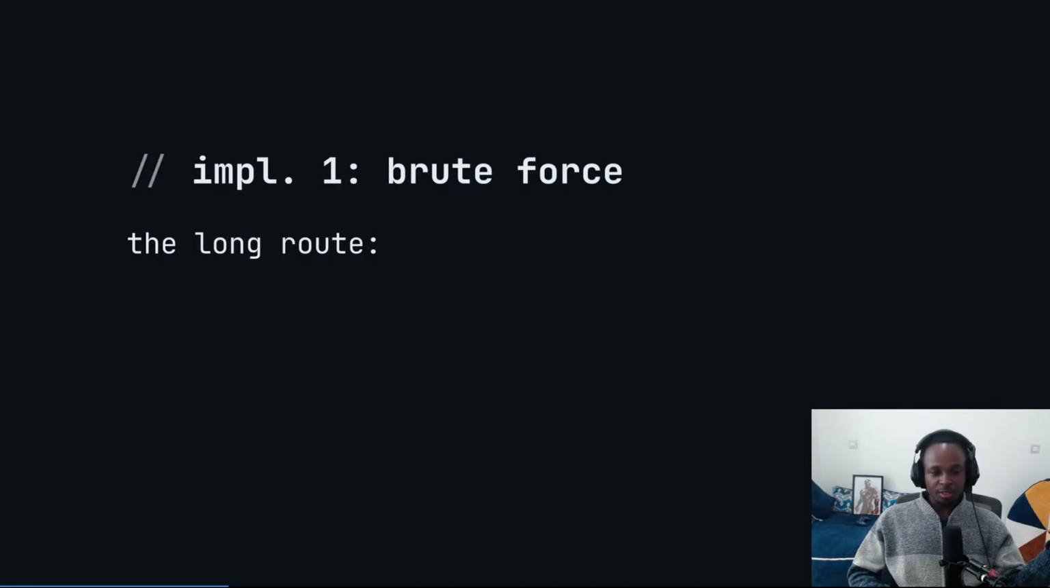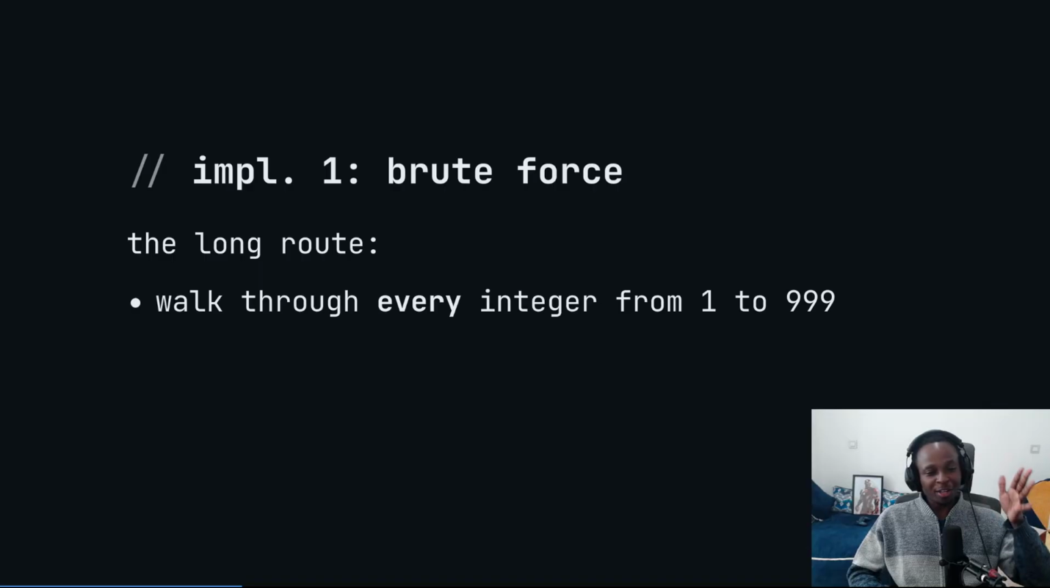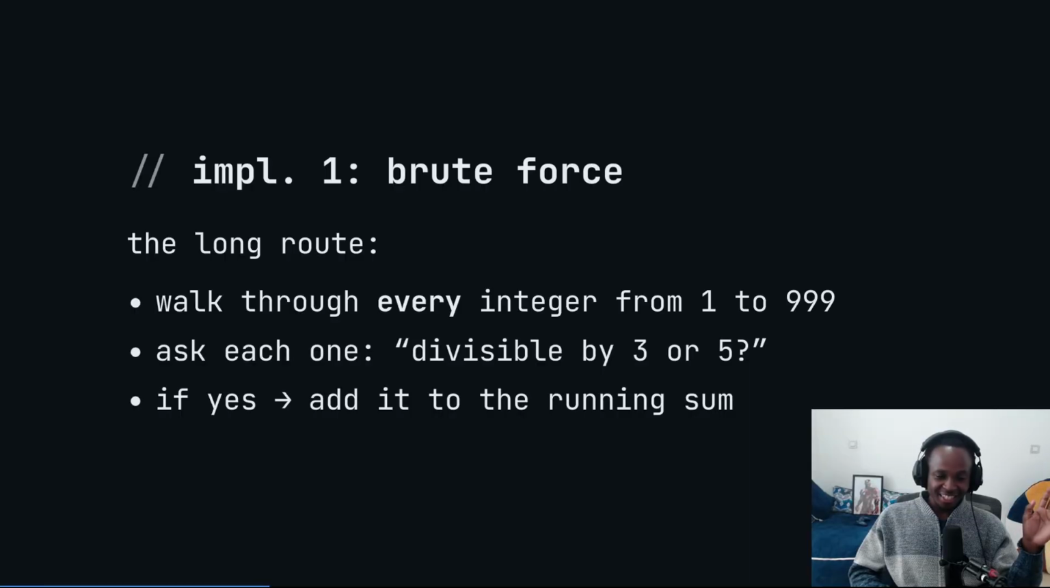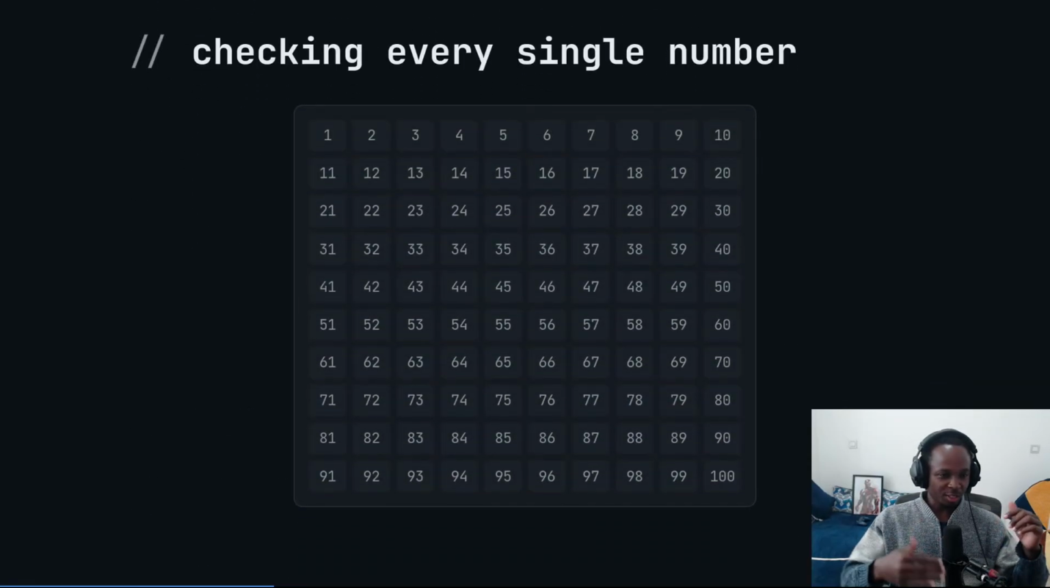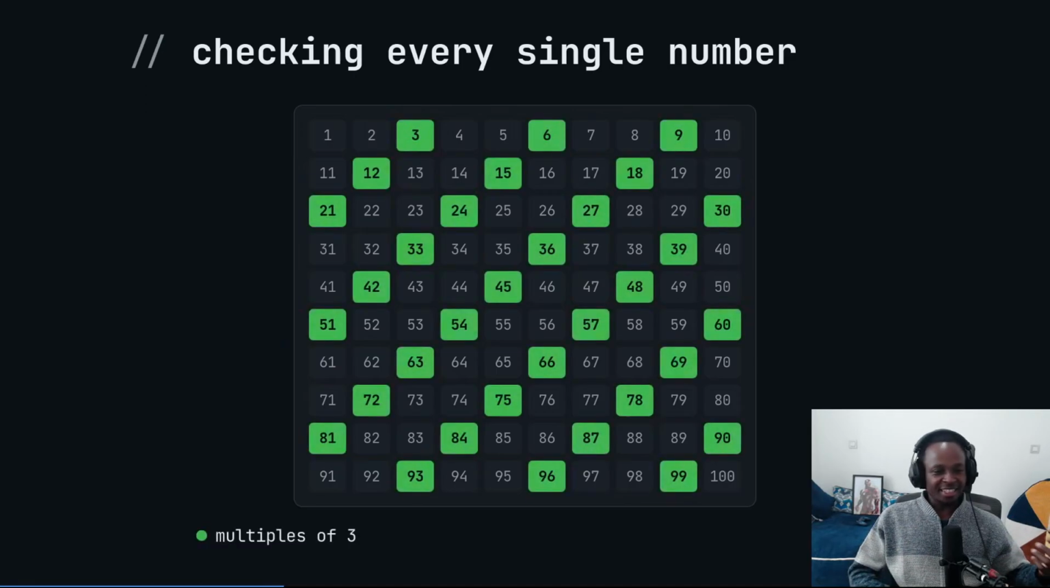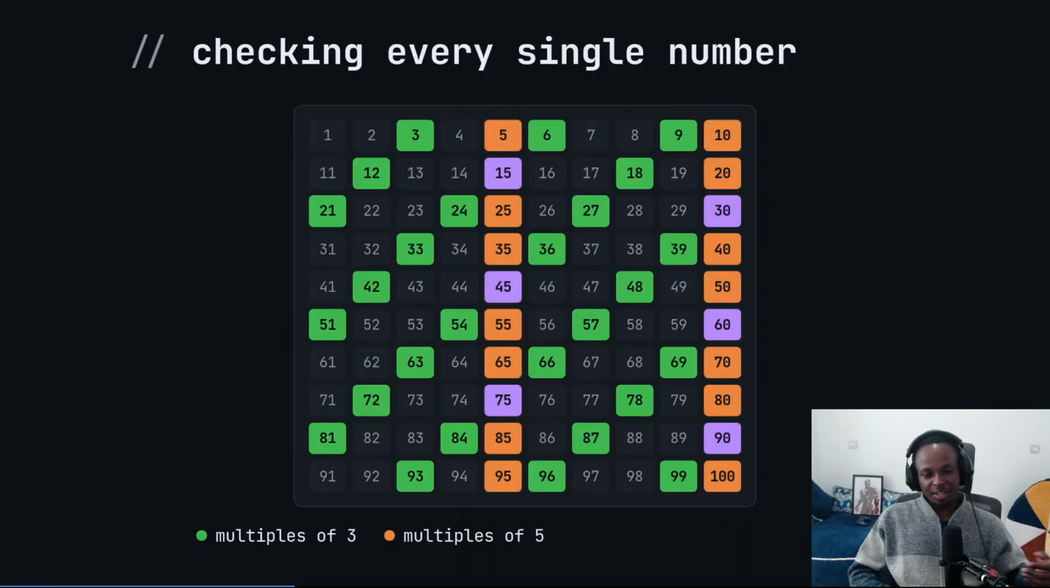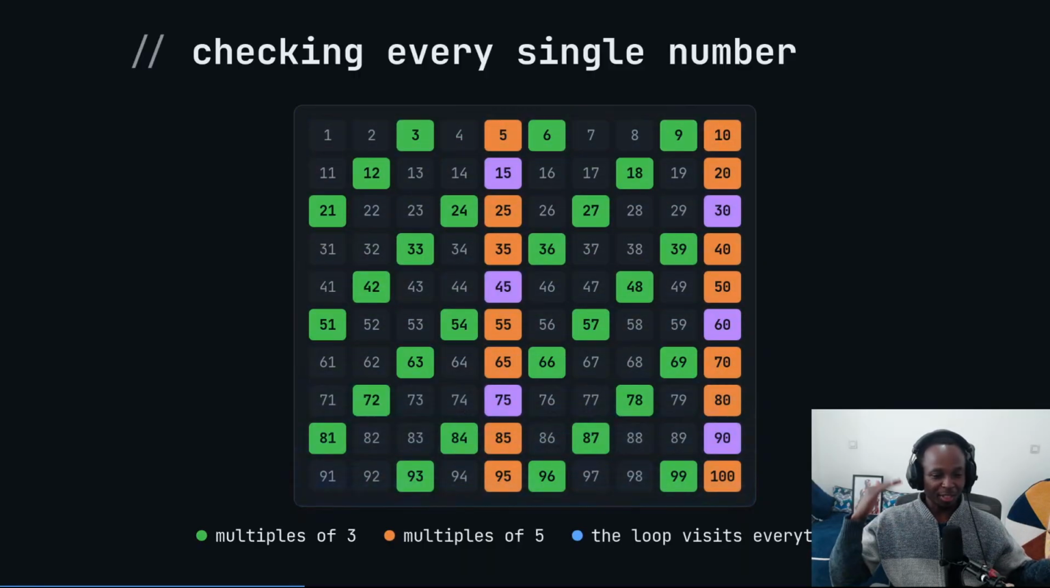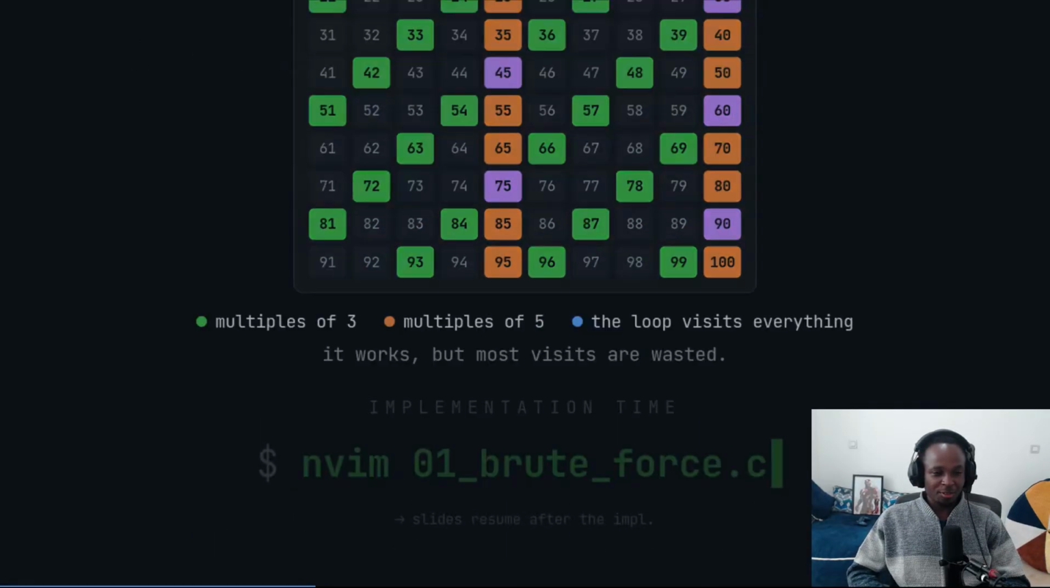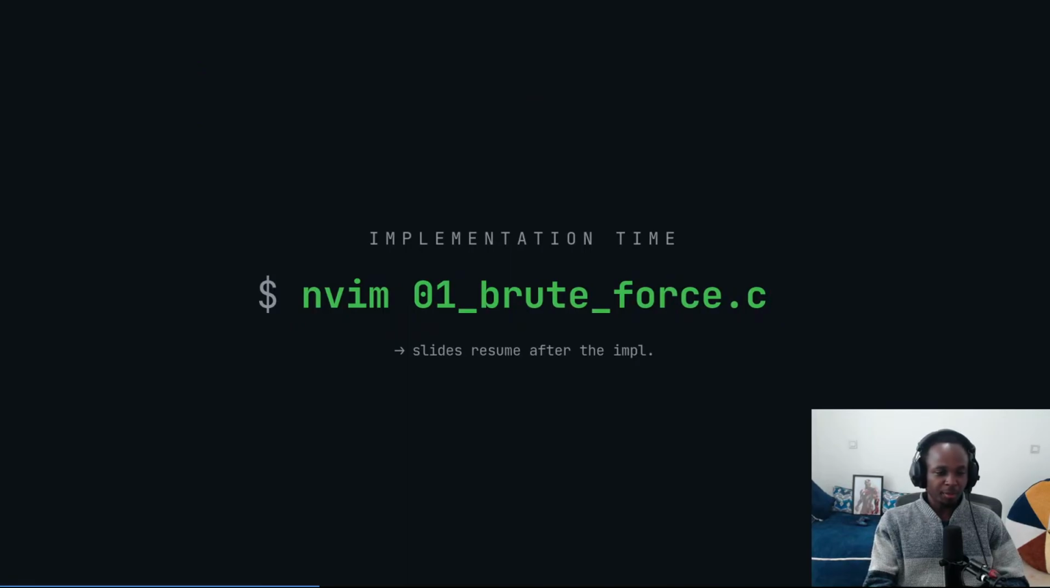So the first implementation is the brute force implementation. We are going to walk through every single integer from 1 to 999, checking for the divisibility. And if a number is divisible, we are going to add it to our total. So this is a simple demonstration of what's going to be happening. Here I have just from 1 to 100, with multiples of 3 and multiples of 5, but it doesn't matter. I'll be looping through every single one of them. So let's start with the brute force implementation.